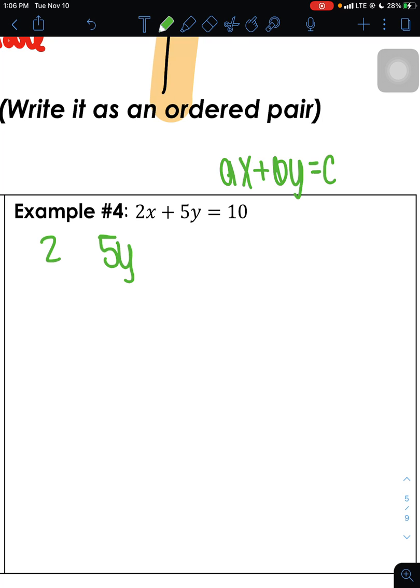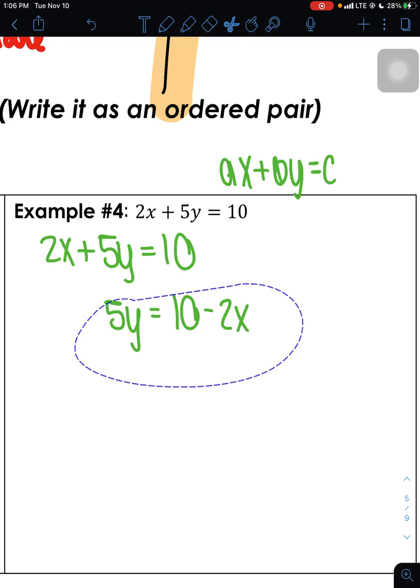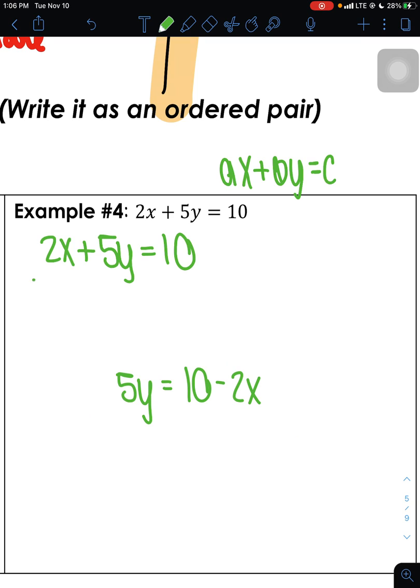So I have 2x plus 5y is equal to 10. I'm going to move the 2x over. 5y is equal to 10 minus 2x. Maybe I should write that I subtracted it from this side. They're additive inverses, so they cancel out. Then I'm going to subtract 2x over here.